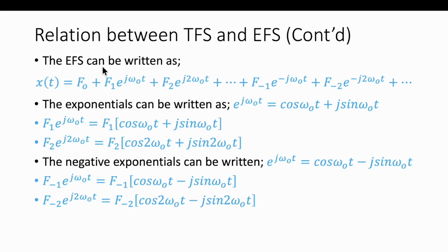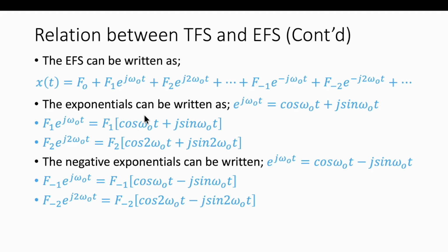The exponential Fourier series can also be written by opening the previous equation. We can write x of t is equal to F0 plus F1 e raised to power j omega naught t plus F2 e raised to power j2 omega naught t, plus so on for the positive component, and for the negative component we have F of minus 1 e raised to power minus j omega naught t plus F of minus 2 e raised to power minus j2 omega naught t plus so on.